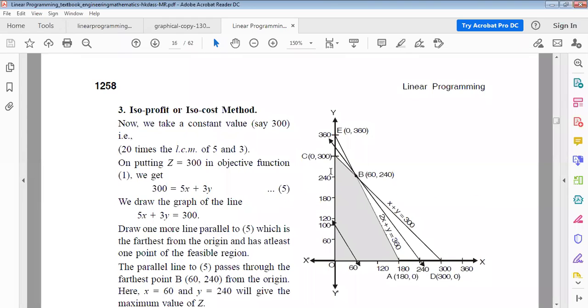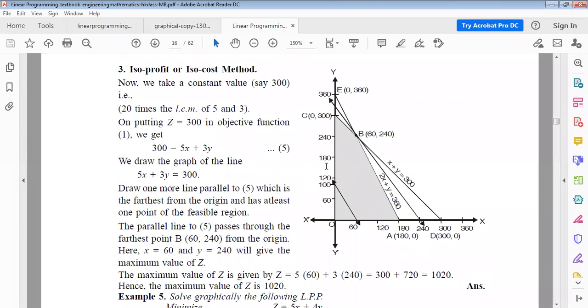Understand? Okay, next day we will try another example, how to find the iso-profit or iso-cost method.